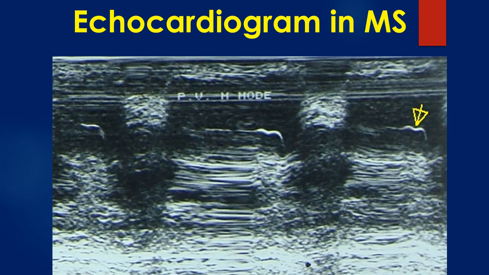Mitral stenosis with pulmonary hypertension as evidenced by the flat EF slope of the pulmonary valve M-mode echocardiogram and the shallow A wave marked by the arrow. A mid-systolic notch may also appear in severe pulmonary hypertension. When Doppler echo was not available, M-mode of the pulmonary valve was an important tool to assess pulmonary hypertension.